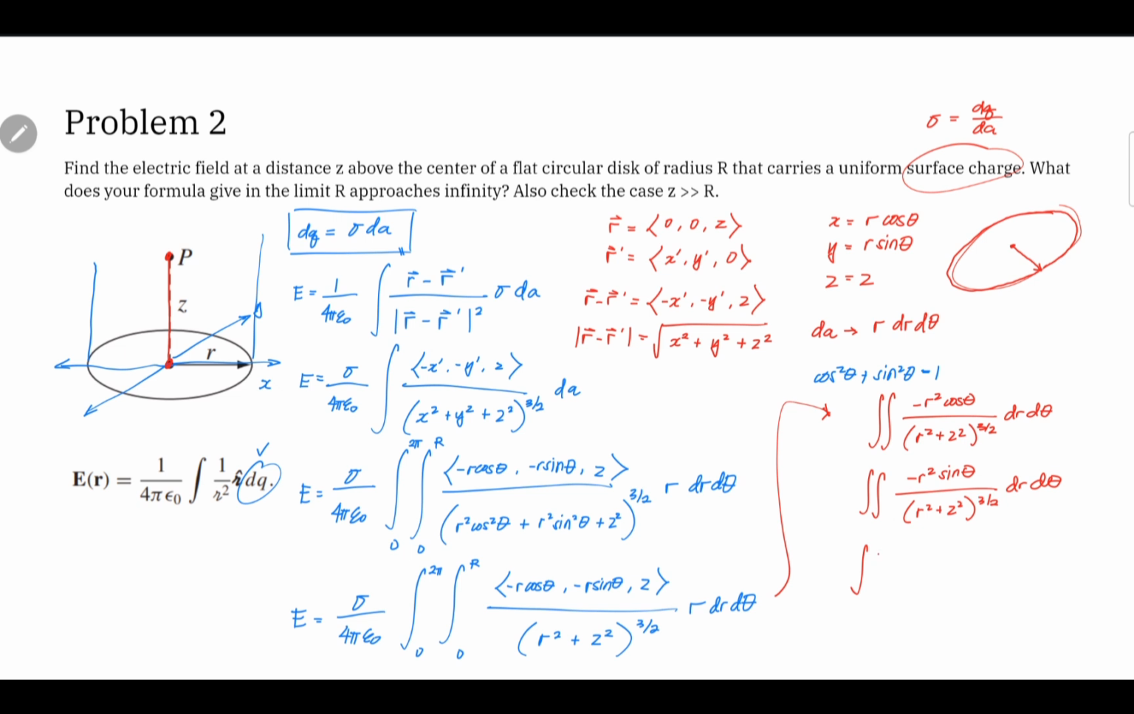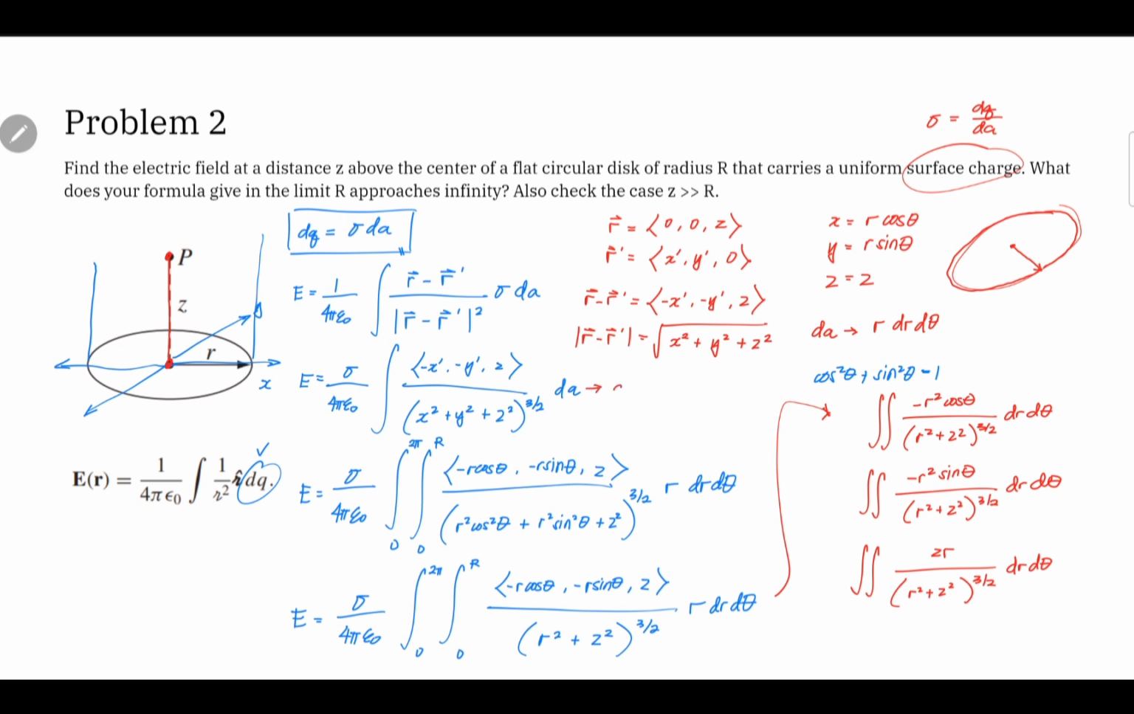And your last but not the least surface integral is going to be, don't forget to multiply the r over there, z multiplied with r over r squared plus z squared raised to the 3 halves dr d theta. So in this case, what you're practically just integrating are your variables r and theta.